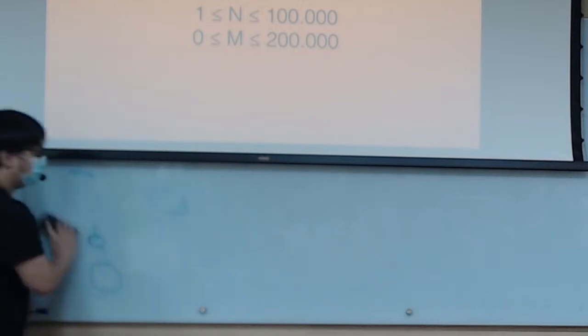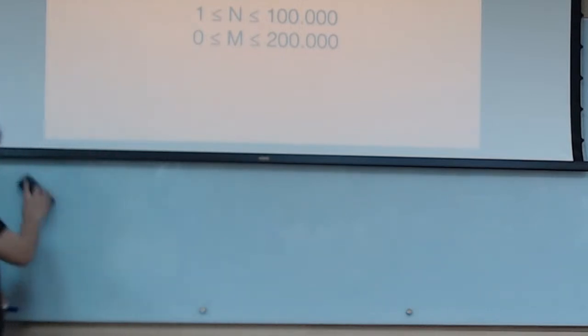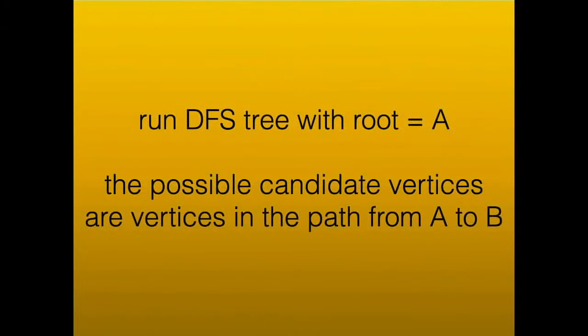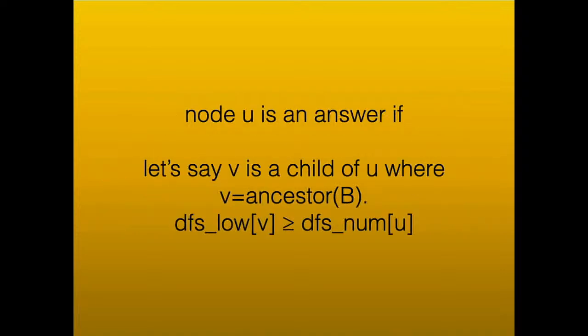That should work. But another way you can do this is actually, this is why it's better if you understand all the DFS low and DFS num. Because you don't need to find any articulation point at all. Just run your DFS tree with root A. Usually you can run the DFS tree with any root, right, when you find articulation points. But in this instance, let's run with root equals A. Then of course the only candidates are the path from A to B in the DFS tree, right? Then node U is an answer if, let's say P is the parent. So let's say this is A, and then this is the DFS tree, right?